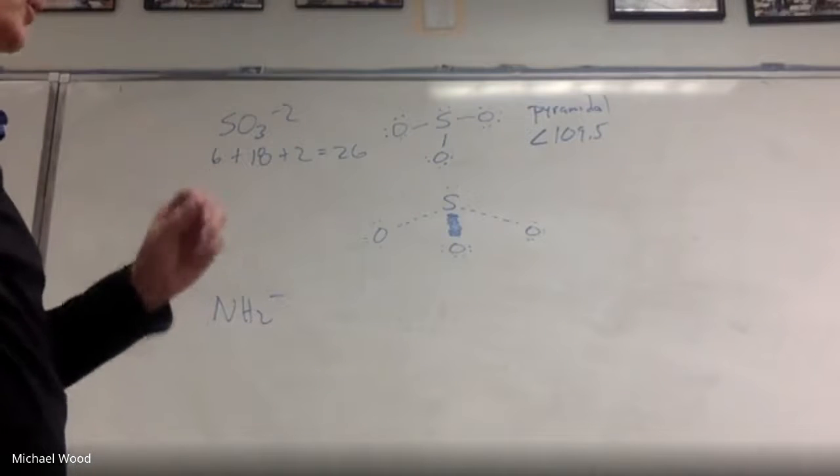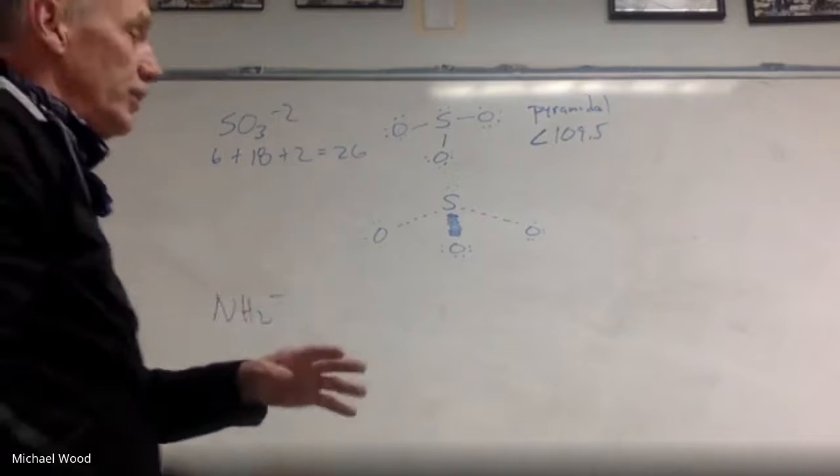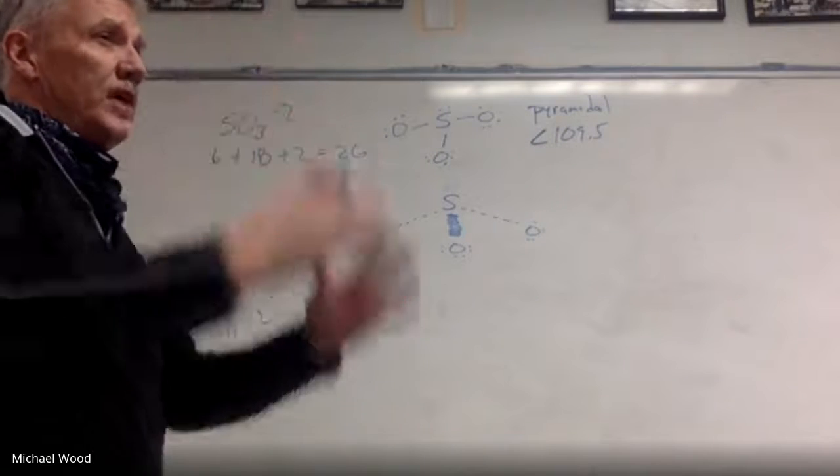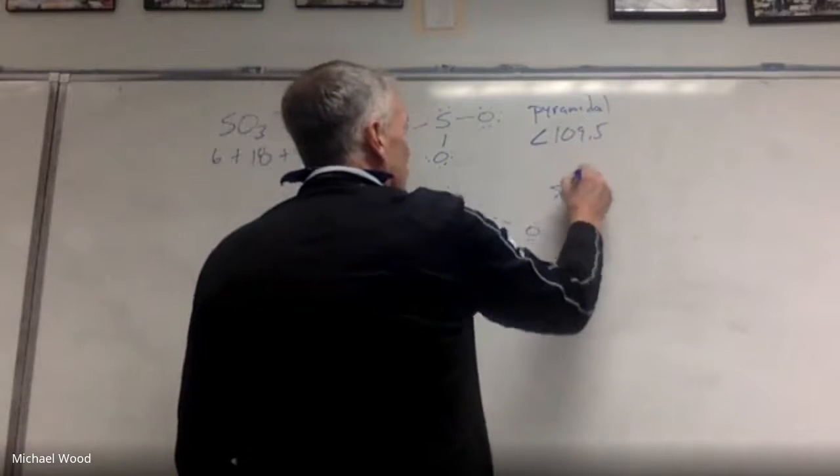Okay, and then the final thing is the hybridization. So remember, with 4 electron domains, everything kind of goes in families by electron domain. So this would be sp3 hybridization.